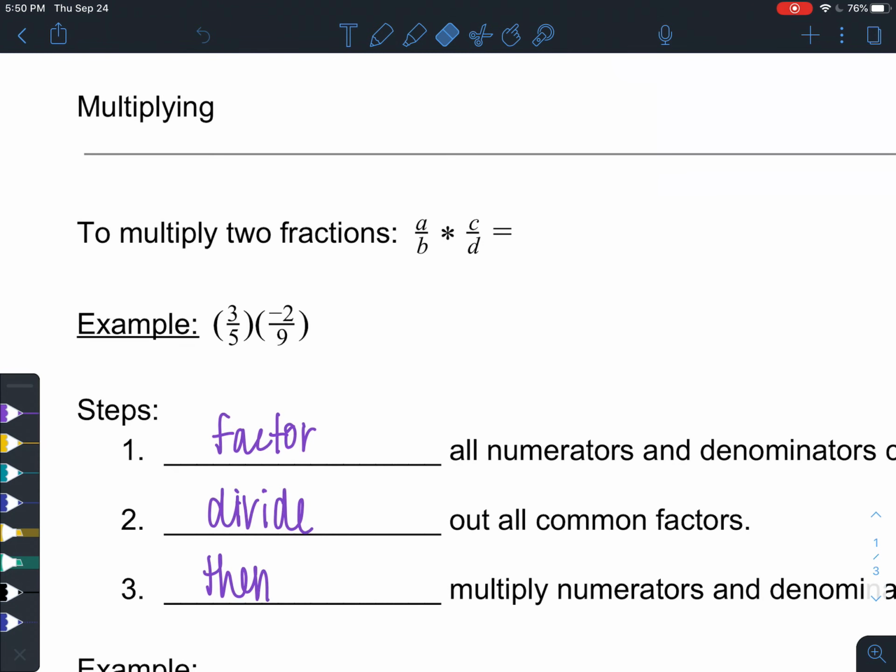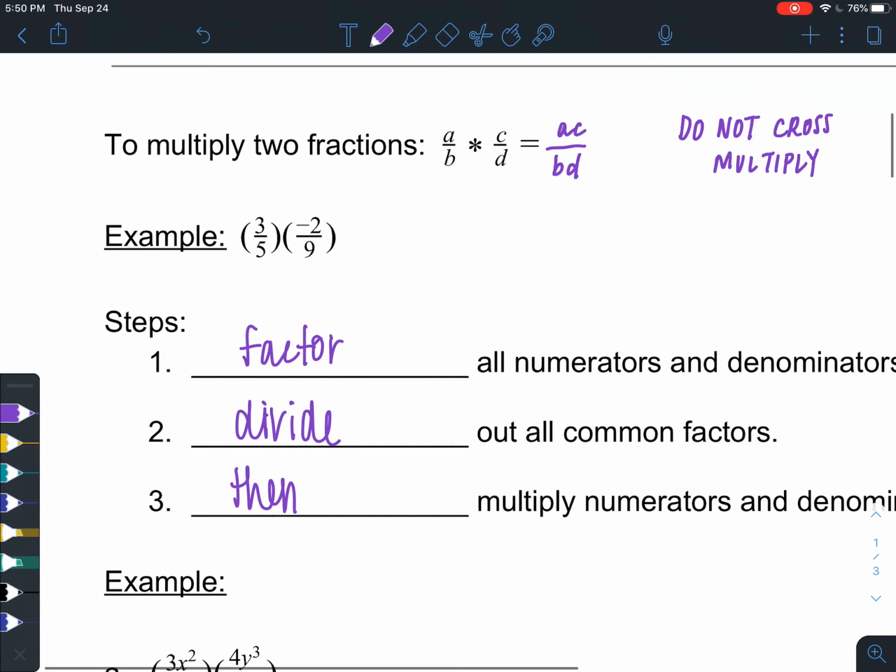Just a reminder, when we multiply fractions, we're multiplying straight across. So this answer would be AC over BD. And my main point here is do not cross multiply. It's a major no-no that a lot of people make. So do not cross multiply.